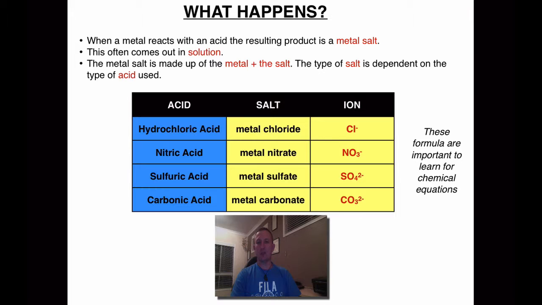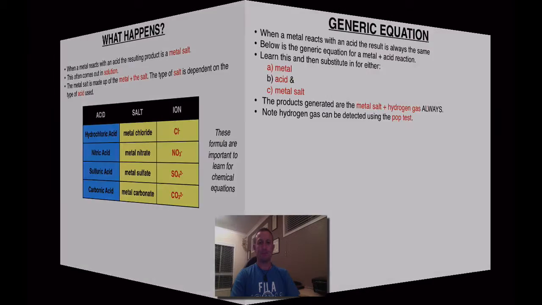Nitric acid will always produce the metal nitrate salt, and the nitrate ion is NO3-. Sulfuric acid produces a metal sulfate, SO4 2-, and carbonic acid will produce a metal carbonate, and the carbonate ion is CO3 2-. The salt section is very, very important when you're writing the word equation. The ions are very useful when you're writing your chemical equations and your balanced chemical equations.